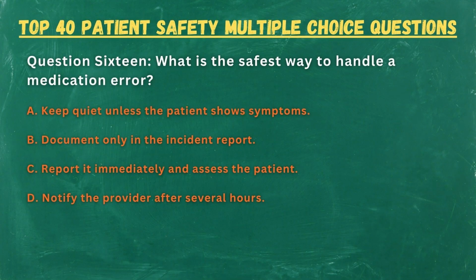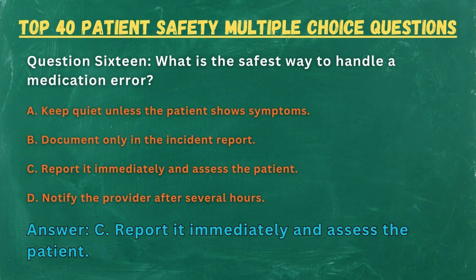Question 16. What is the safest way to handle a medication error? A. Keep quiet unless the patient shows symptoms. B. Document only in the incident report. C. Report it immediately and assess the patient. D. Notify the provider after several hours. Answer: C. Report it immediately and assess the patient.